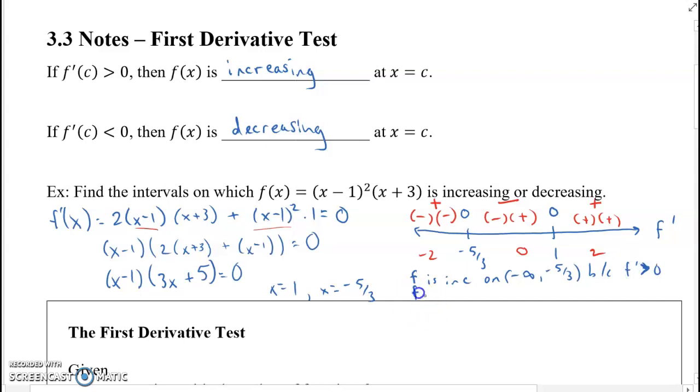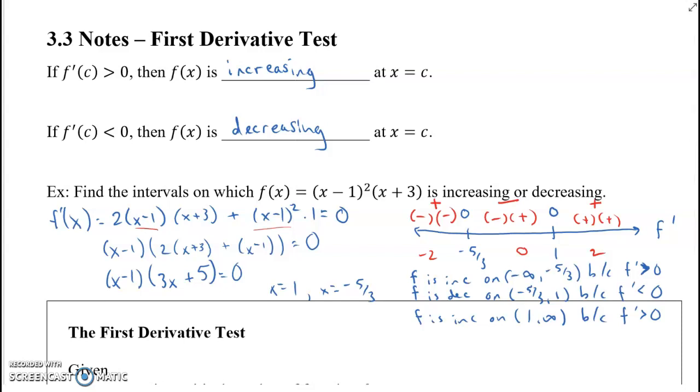And then we could also say f is decreasing on negative 5/3 to 1 because f prime is negative. And then finally, we could say f is increasing again on the interval 1 to infinity, again because f prime is positive. And you can lump the two increasing intervals together on the same line if you like, using a union or whatever. All right, nothing too revolutionary there.